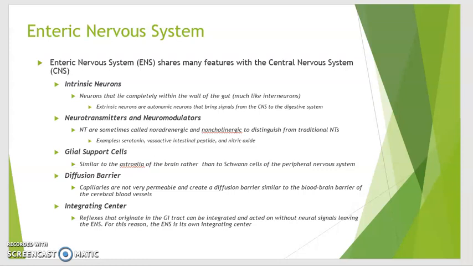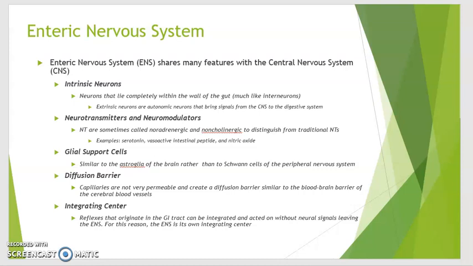So, according to Silverthorn, the enteric nervous system was first recognized more than a century ago, and this occurred when scientists noted that isolated sections of the intestine removed from the body still created a wave of peristaltic contraction when pressure in the lumen increased. And what they observed really was the ability of the ENS, or the enteric nervous system, to carry out a reflex independent of control by the central nervous system.